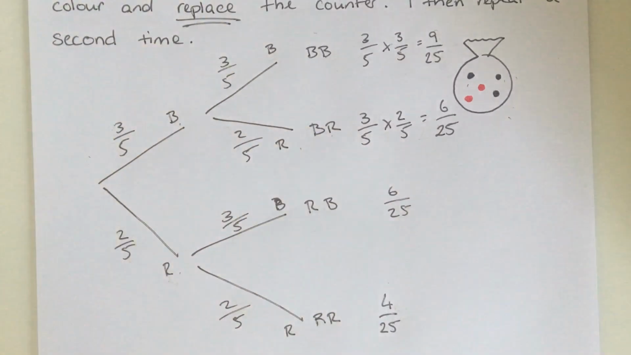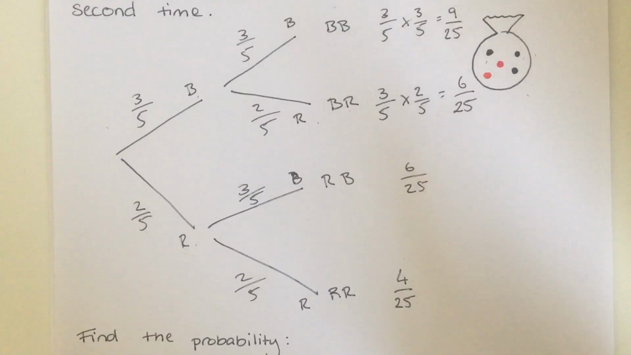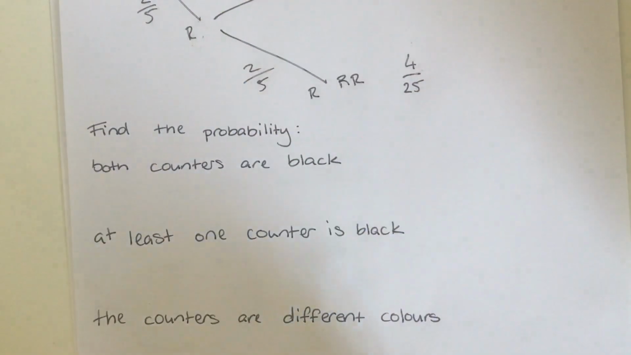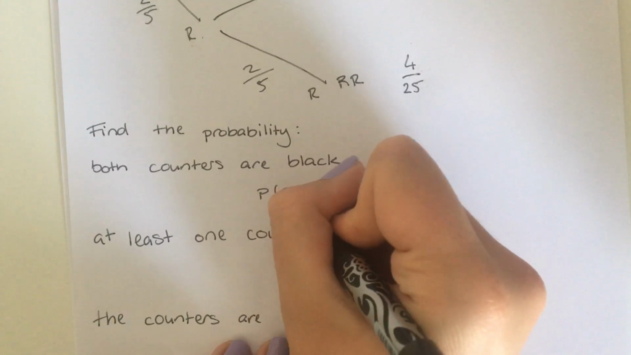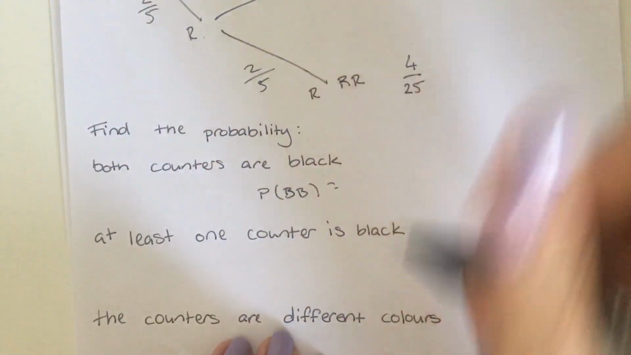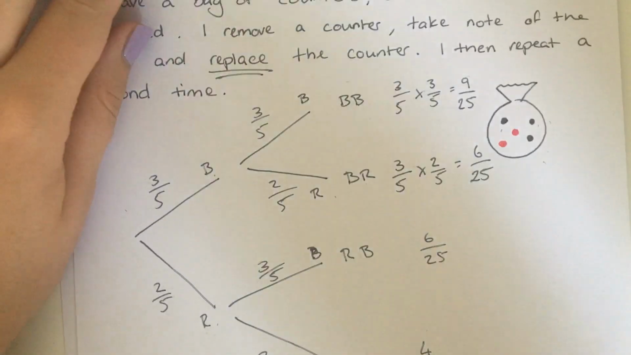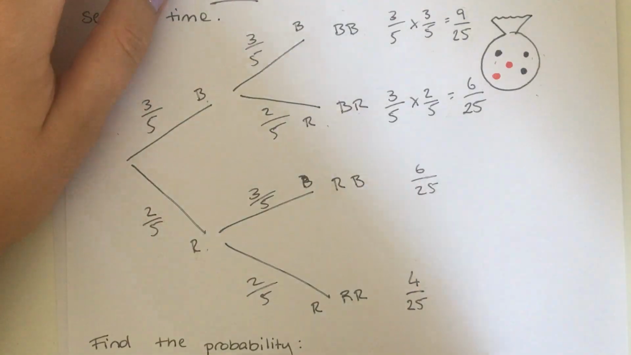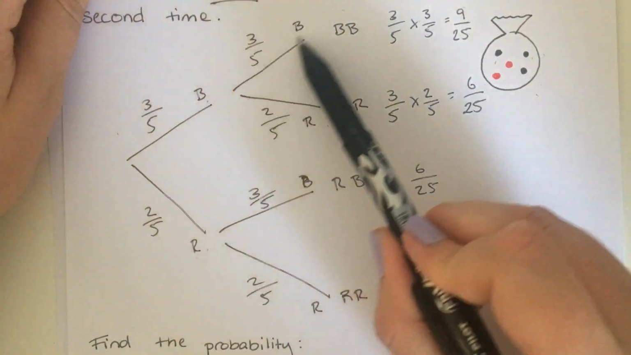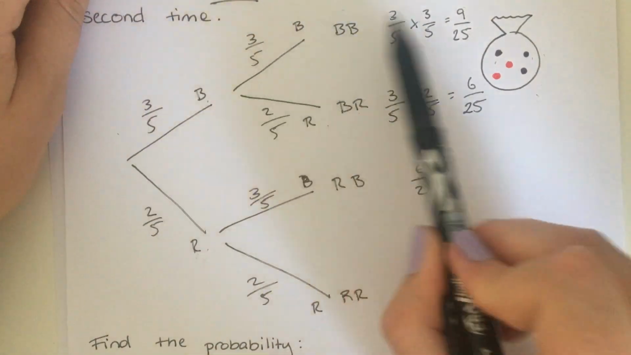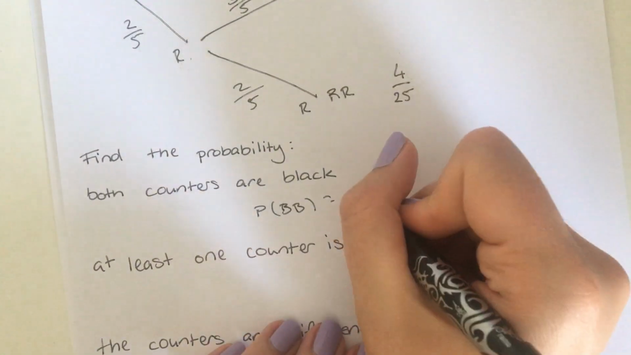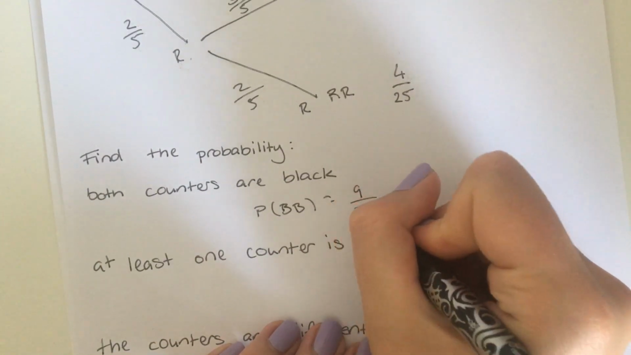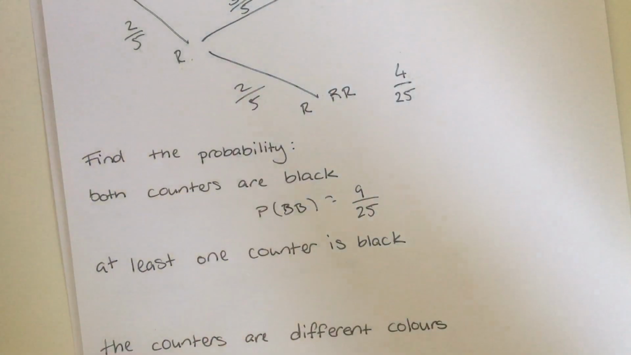Now we can use this tree diagram to work out probabilities of various different events happening. I've got some examples here. So work out the probability that both counters are black. This is the probability that I get a black counter and then a black counter. Well, I've already done that. There's only one way that I get both black, and I must have gone down this path here. So 3/5 times 3/5, which is 9/25. So the probability that I get both black is 9/25.